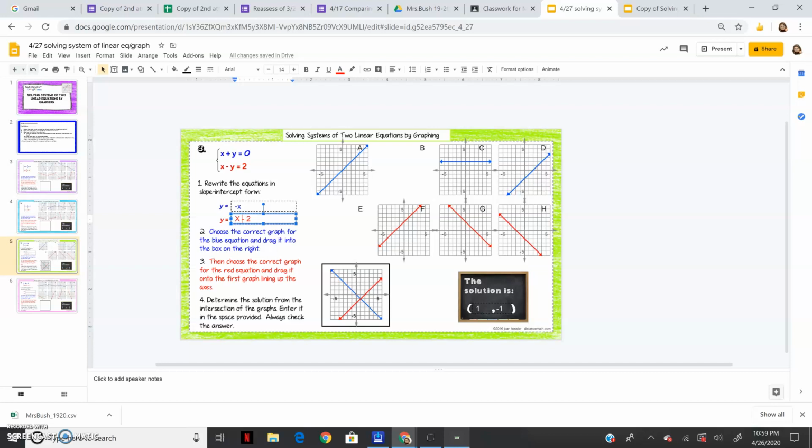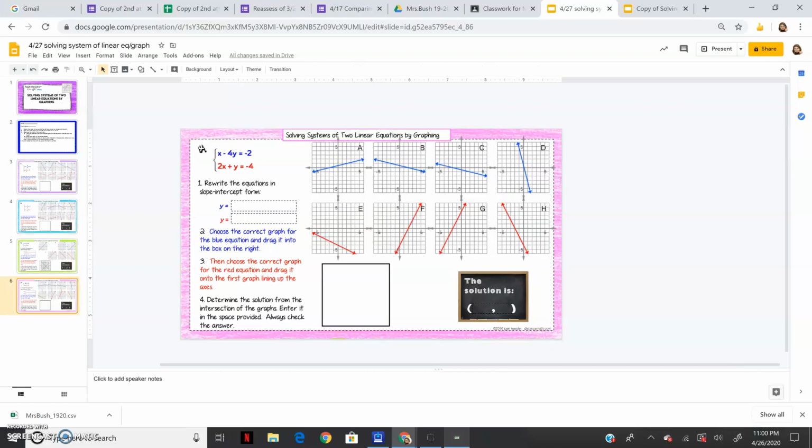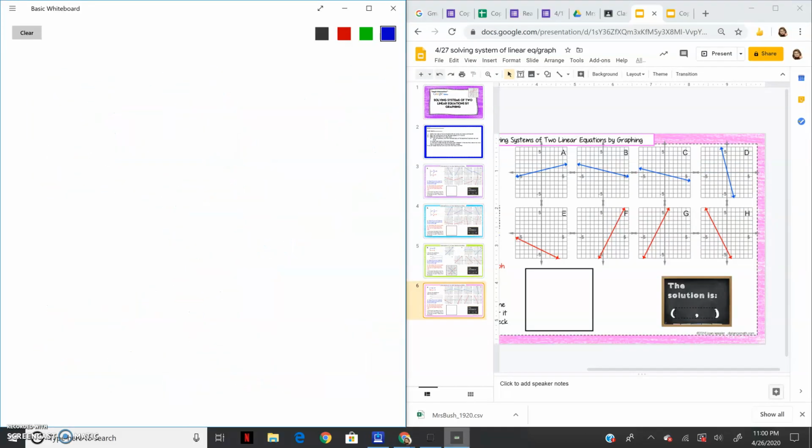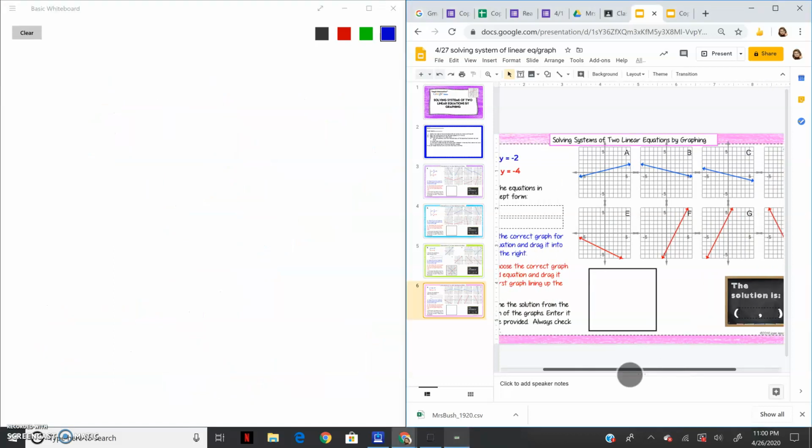And then I'm gonna walk you through this one. Remember, you need to change the x minus 4y equals negative 2. You're going to subtract the x to the other side and then divide by negative 4. Okay, so I'm going to do that one for you real quick. Let's split that screen again. Let's click this one off. All right, where's it at?